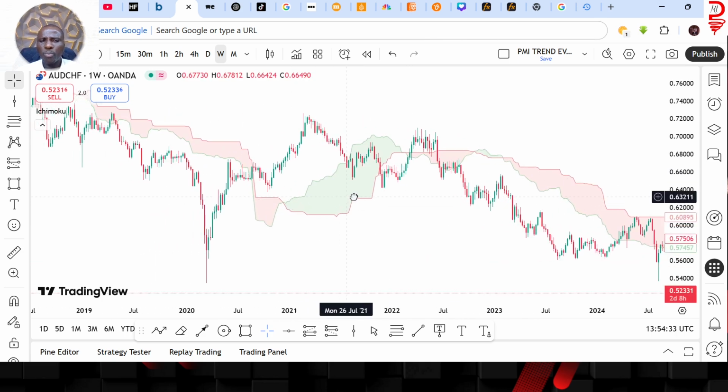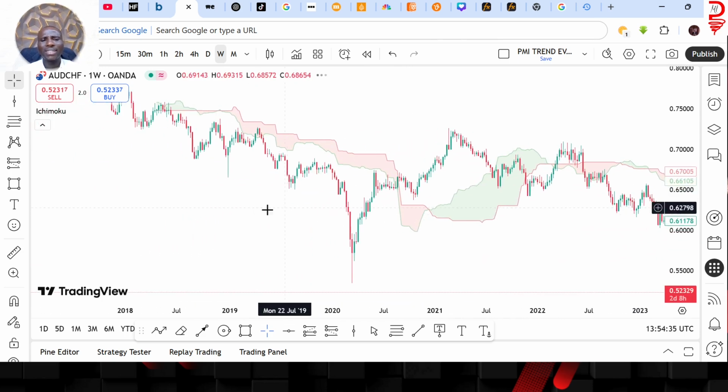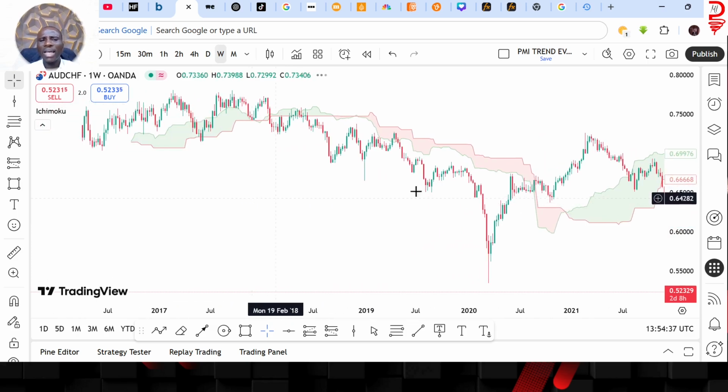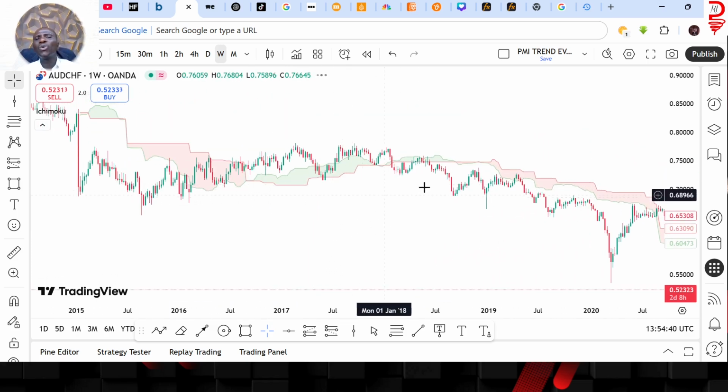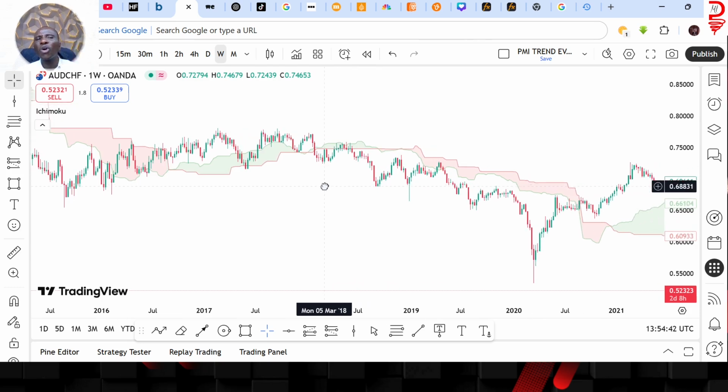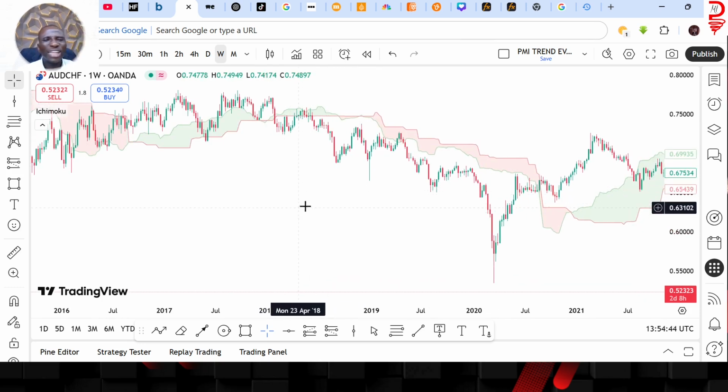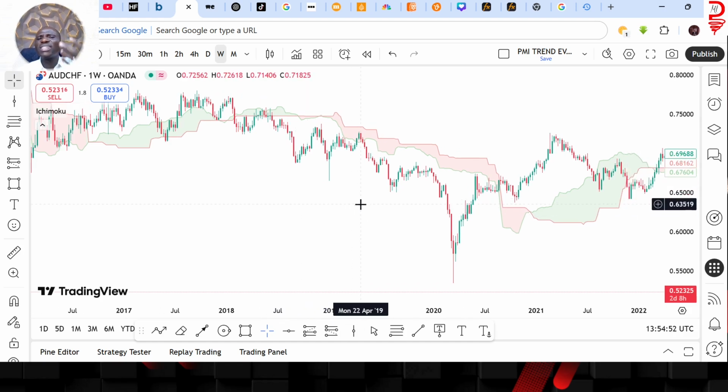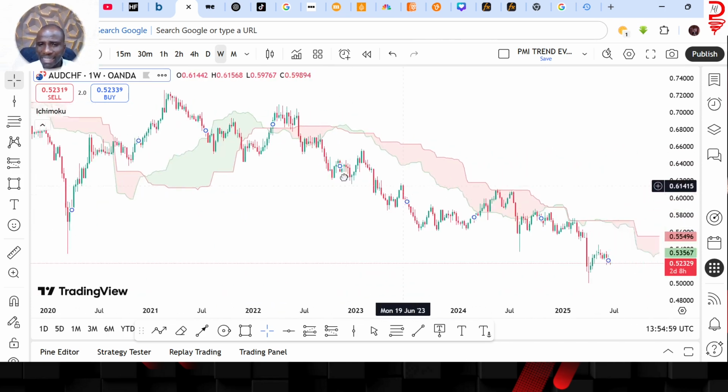Now, just go back in retrospect. Look at how this market has been trending. A lot of people will probably not pick AUD-CHF for whatever reason. In fact, some traders have been trading for years and they have not traded AUD-CHF. Why? Because it doesn't sound like the conventional currency pair that will give them money. But look at this.